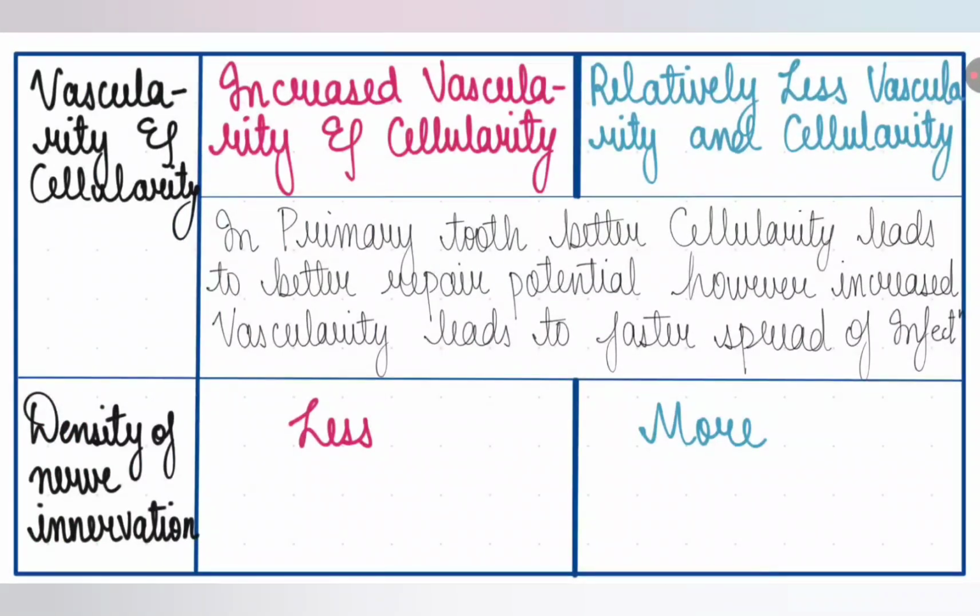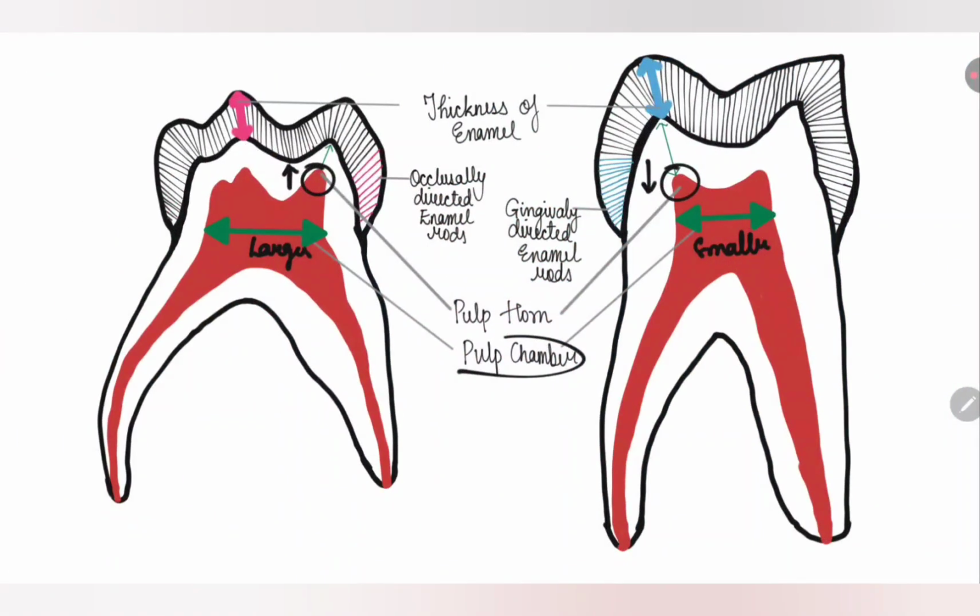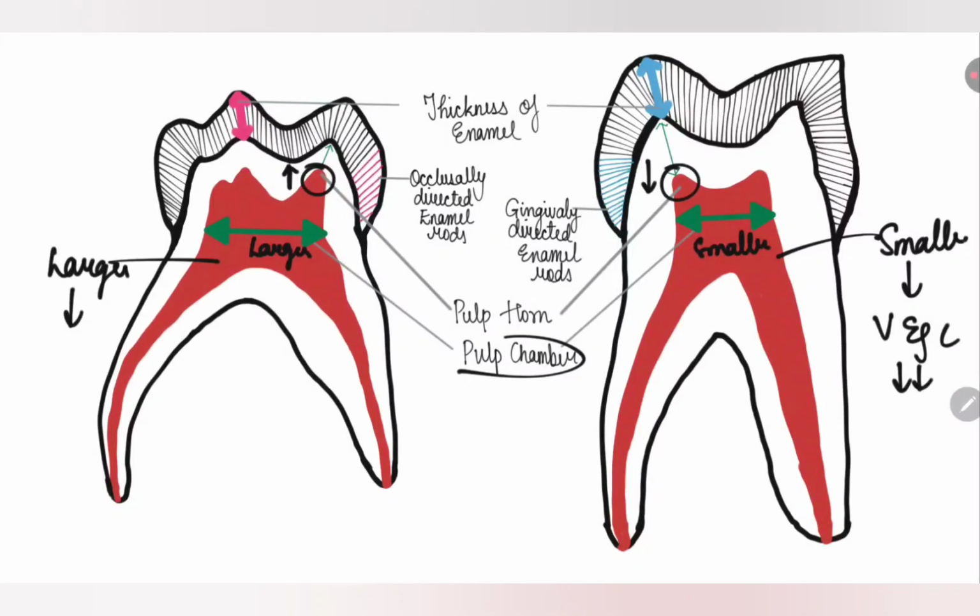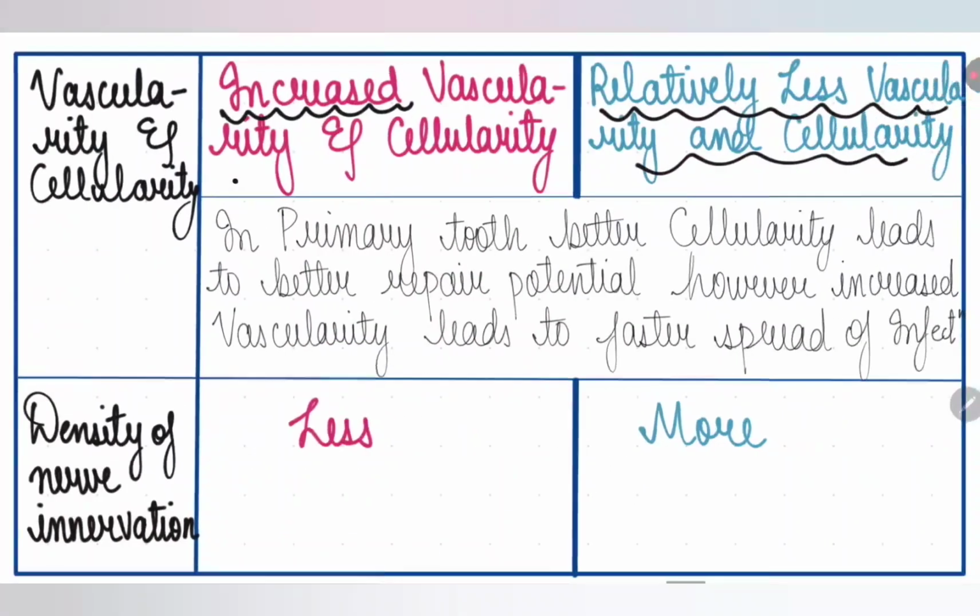Talking about the vascularity and cellularity, it's very simple. The pulp chambers are larger in primary teeth, so there is increased cellularity and vascularity in primary teeth, and there is relatively less vascularity and cellularity in permanent teeth. It's as simple as that. The pulp is smaller in permanent teeth, so the vascularity and cellularity are less, whereas in primary teeth the pulp is larger, so vascularity and cellularity are higher, right?